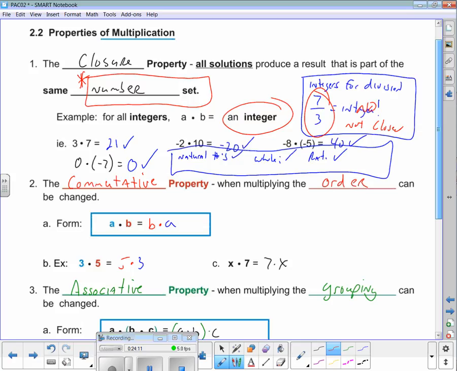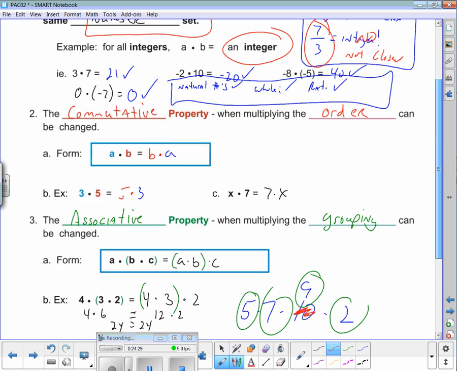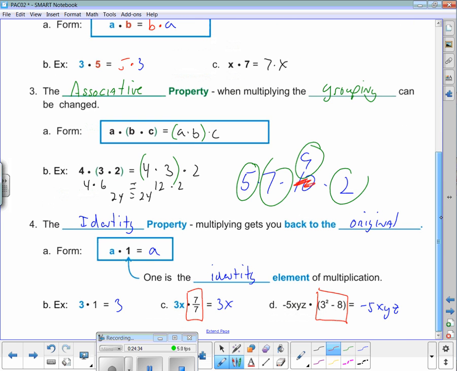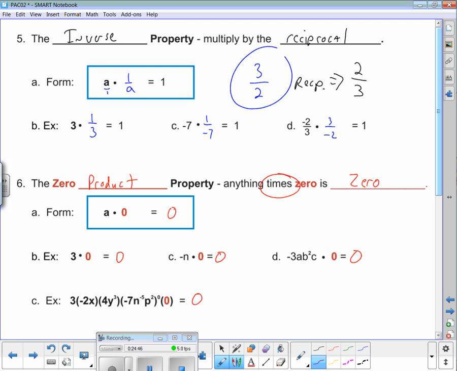All right, so let me review. Remember, closure. Whatever number set you begin with, if you perform the operation, you end up in the same number set. That's closure. If you can find one time where it doesn't work, it is not closed. Commutative, keyword, order. Keep those two together. You can change the order, it's commutative, whether you're adding or multiplying. Associative, keyword, grouping. You can change the grouping, and it's associative. Identity, back to the original. Inverse, be careful. You're multiplying by the reciprocal, you'll always get 1, and then 0 product. Anything times 0 is 0.